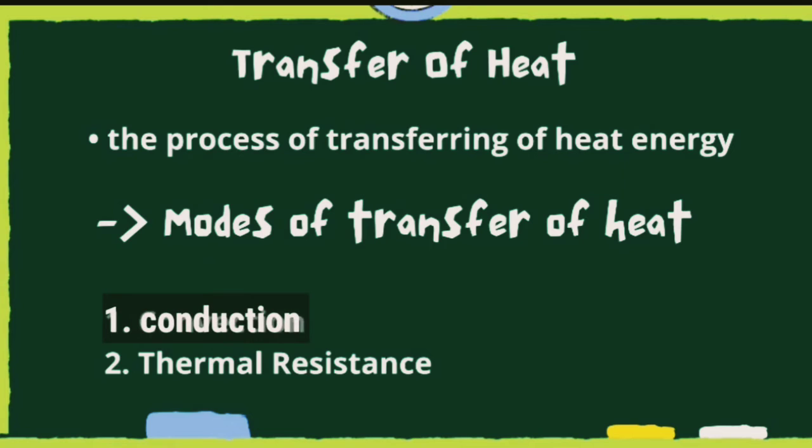First one is conduction. It is a process of transfer of heat in solids during which no actual movement of particles takes place, but heat is exchanged from one place to another. Second one is thermal resistance. Thermal resistance is the obstruction occurring to the flow of heat by the solids from one place to another.